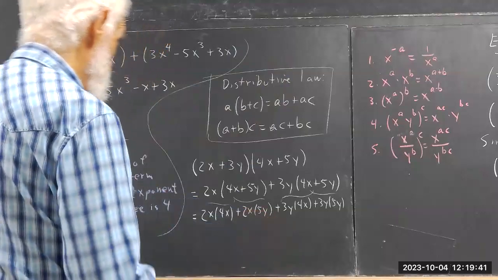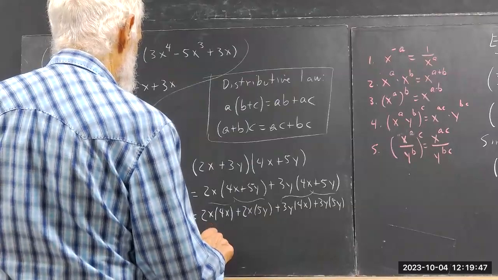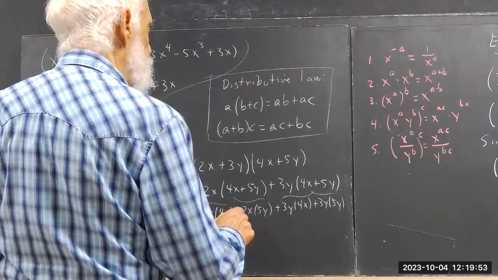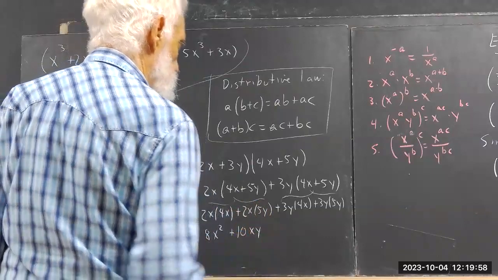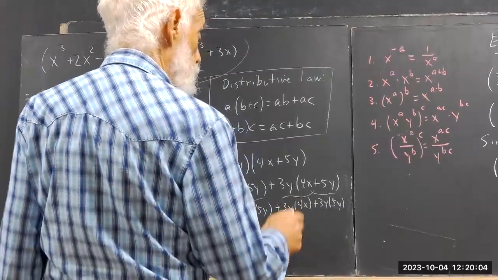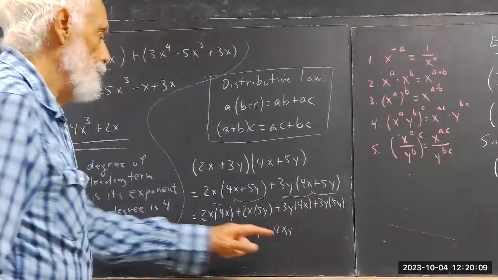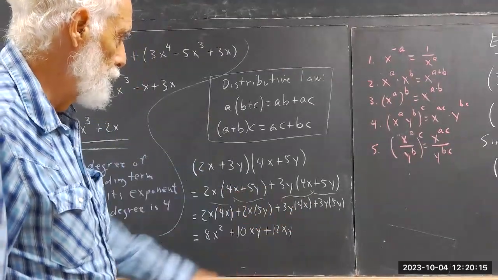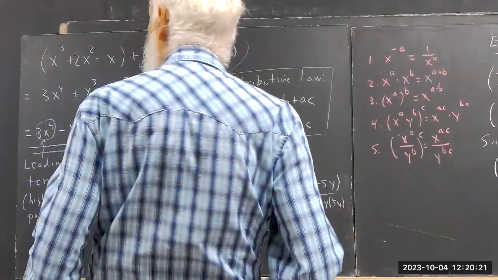That's what we have. 2x times 4x. Well, from what we've done with exponents, we're pretty confident that that's going to be 8x squared. 2x times 5y. Well, 2 times 5 is 10. X times y is xy. And then 3y times 4x. Well, 3 times 4 is 12. And y times x, I'm going to write that as xy because it doesn't matter in which order we multiply. Officially, it'd be y times x. That's equal to x times y. So I'm just going to write it as x times y. Then we have 15y squared.